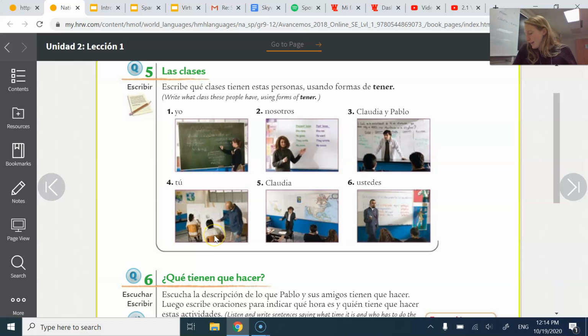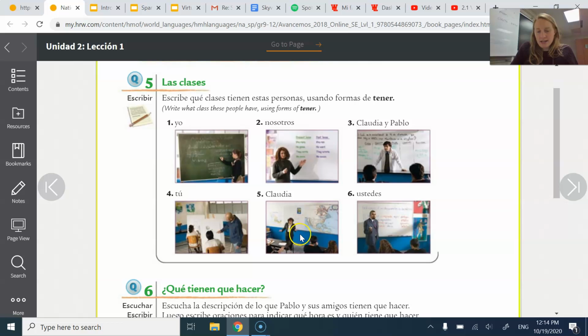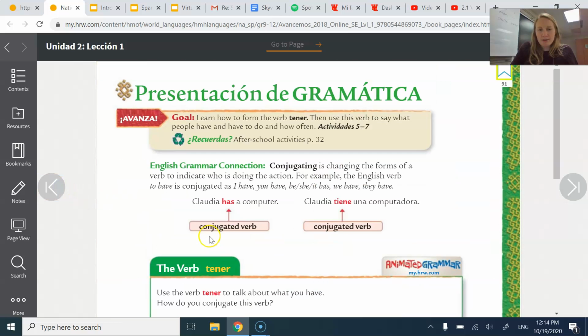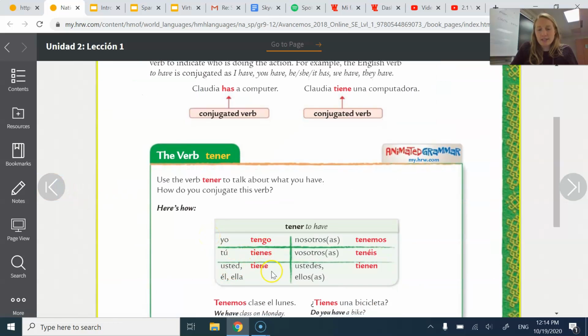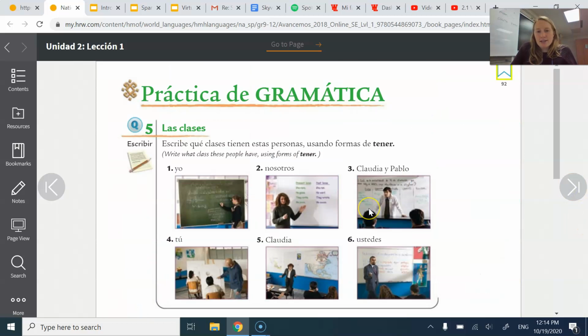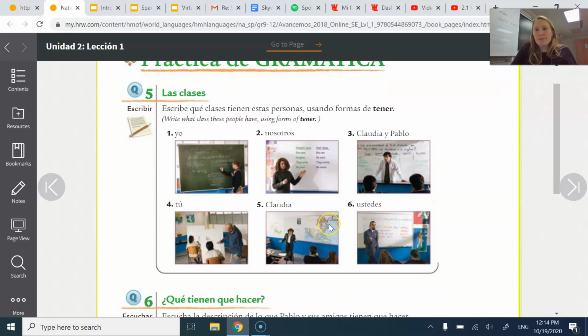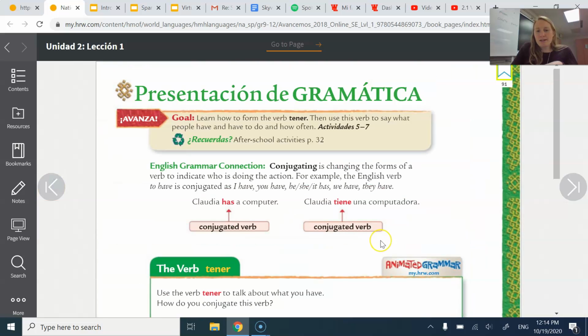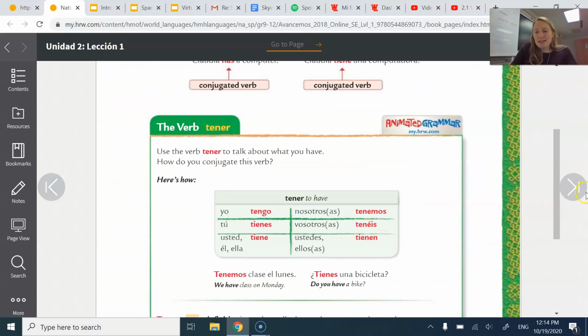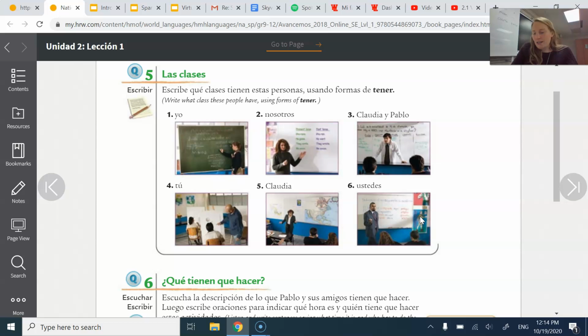Tú tienes la clase de arte. Claudia tiene. So again, we're looking back at our chart. Tú tienes, Claudia tiene, right? Because that's just saying ella. So Claudia tiene la clase de historia. Remember that H is silent on all of your Spanish words. You're never going to pronounce the H. La clase de historia. And ustedes, going back to our chart, ustedes tienen, right? You all have. La clase de español.